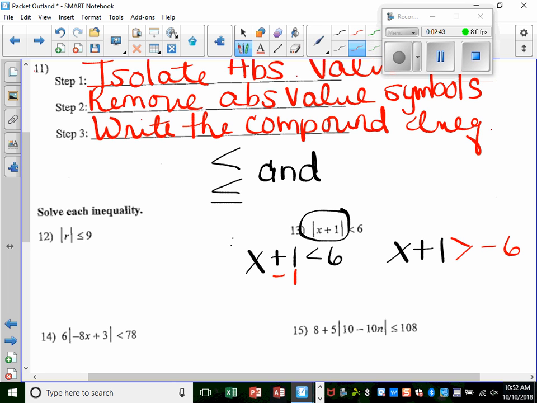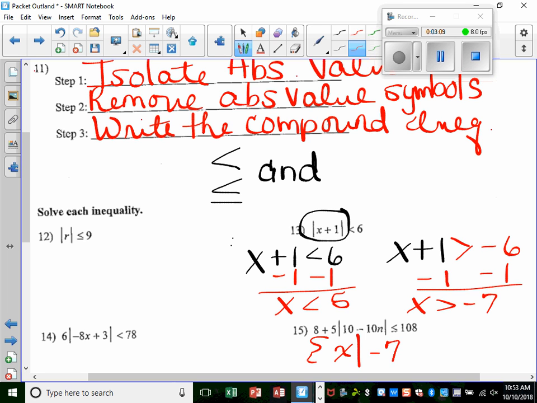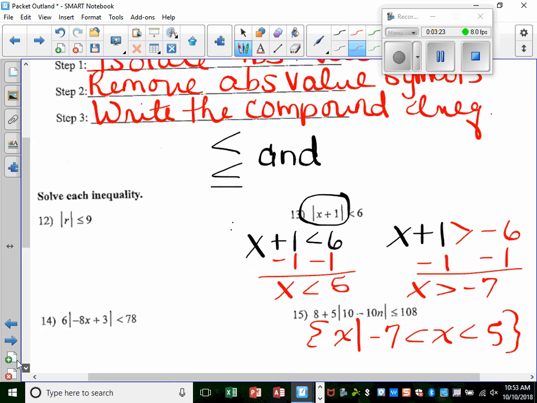Now, I'm going to show you an optional way because I think it's easier. Then you would have to take it and put it in set builder and all of that. Let's go ahead and finish this off. In set builder notation, this would be x such that -7 is less than x, which is less than 5. Remember in set builder notation, we start with the smaller number to the greater number. So that's one way to solve it if you want to separate it into 2 parts.